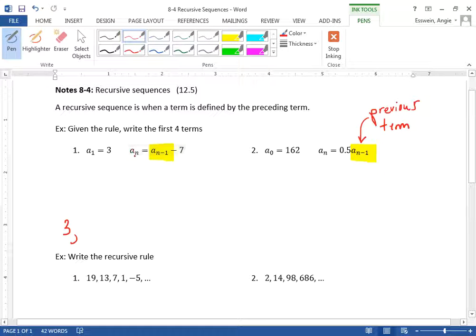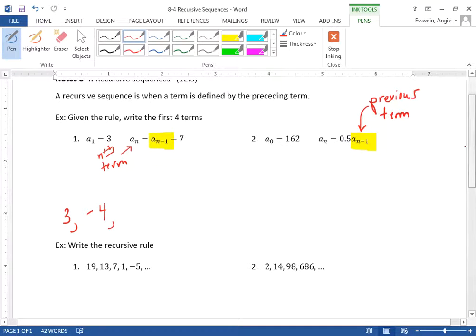This means that to find any term, that's what a sub n, right? A sub n is any, that's the nth term in general. To find the nth term, you take the previous term, which should be a sub n minus 1, and then subtract 7. So what would the next term be after 3? If we're just subtracting 7 each time? Negative 4, right? So it goes 3, negative 4. We're going to write out the first 4 terms, and then it becomes 3, negative 4, and then negative 11, and then negative 18. So those are our first 4 terms.